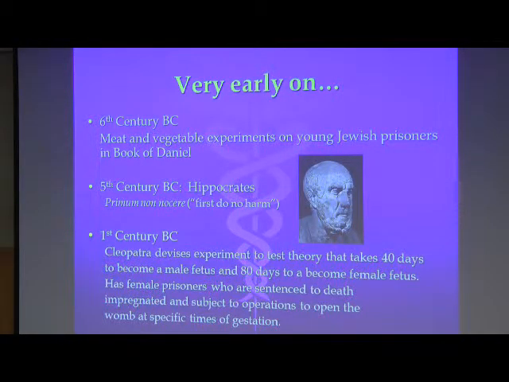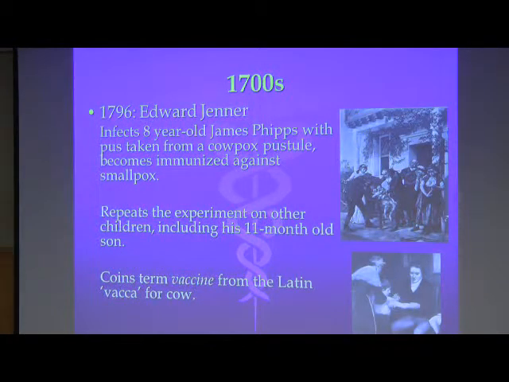by physicians today. In the 1st century BC, there are reports of experiments where Cleopatra devises experiments to test the theory that it takes 40 days to become a male fetus and 80 days to become a female fetus, which is not correct. She has female prisoners who are condemned to death, sentenced to death. She has them impregnated and subject to operations to open the womb at specific times of gestation. Obviously, this is way before anesthesia, so these are live operations, what we call vivisections.